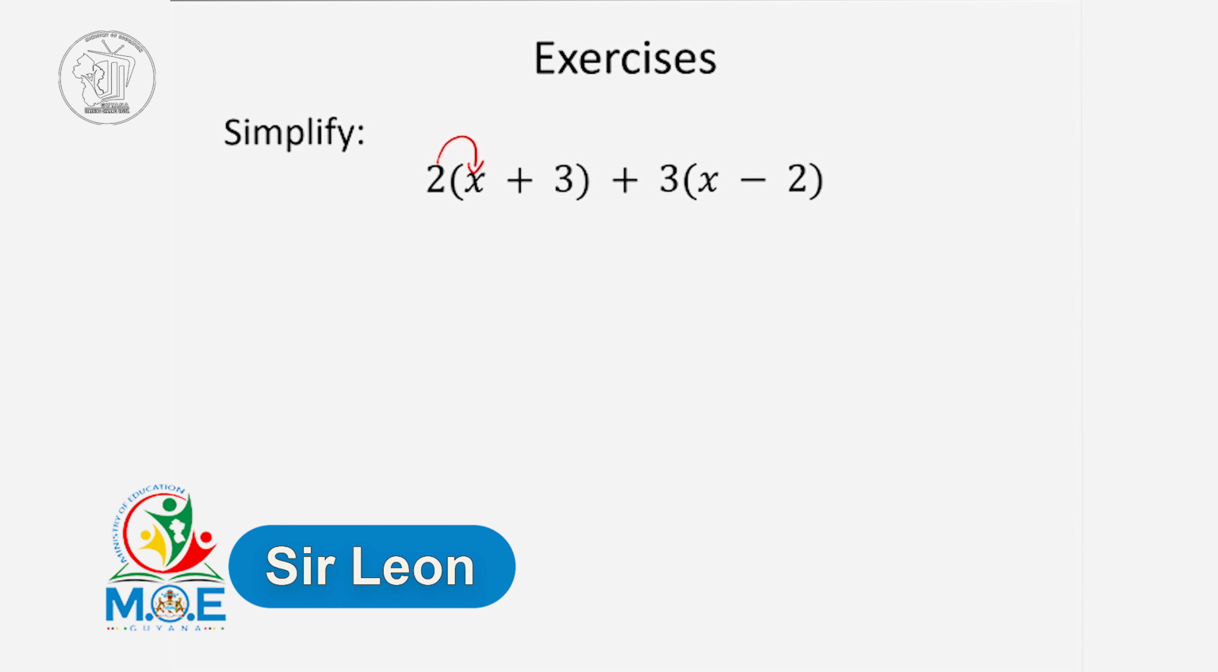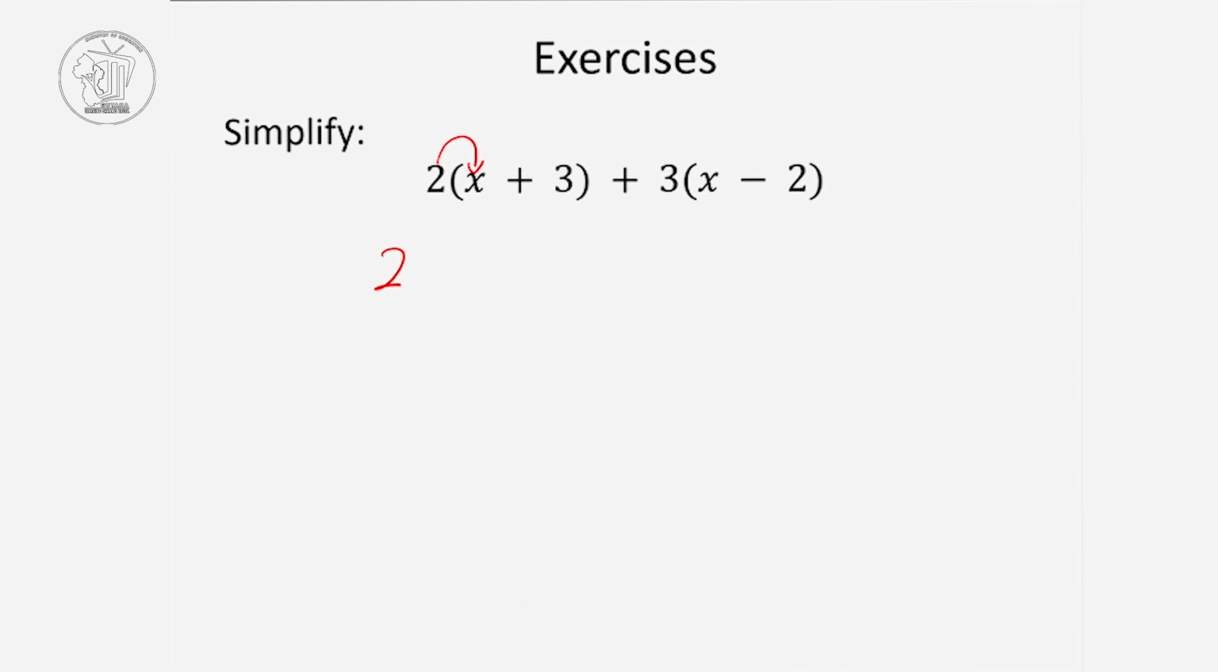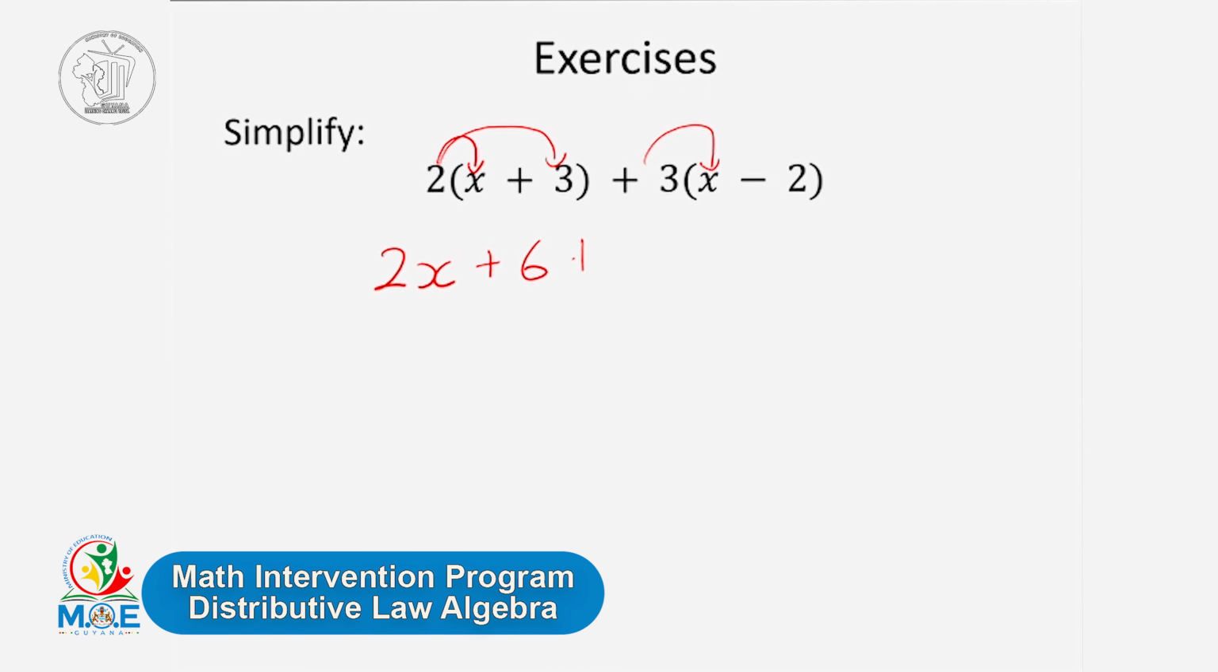The 2 times x would give me 2x. And then the 2 times the plus 3 would give me plus 6. Then I distribute the 3. So 3 times x will give me plus 3x. And positive 3 times negative 2 would give me a negative 6. Positive times the negative would give me a negative. 3 times 2 is 6.